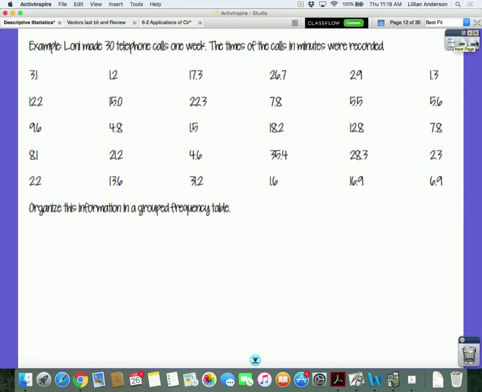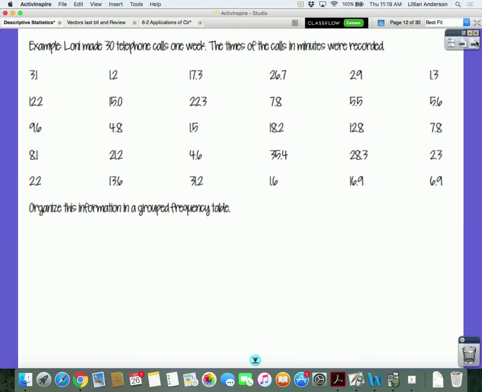So, Lonnie made 30 telephone calls in 1 week. The times of the calls in minutes were recorded. These are the different times. We're going to organize this information into a grouped frequency table. Now, when you are putting this into a group frequency table, you want to find the largest number and the smallest number, so then that way you kind of have an idea of what you're dealing with.